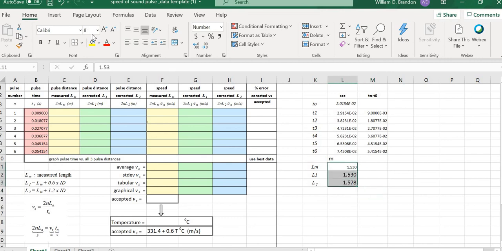So I'm going to go in here and make that 8, leave it as Calibri font, and center justify all this. Looks better. Okay, there we go. So we've got our units up here, meters. Everything's looking good. Now we're ready to rock and roll.